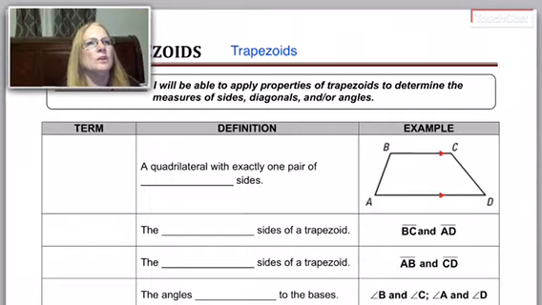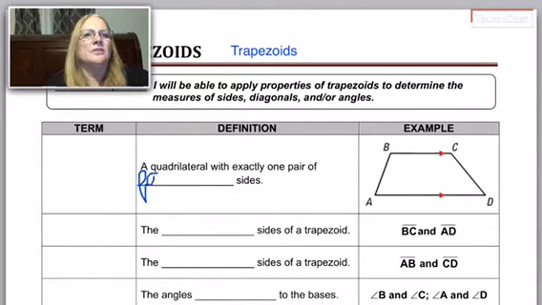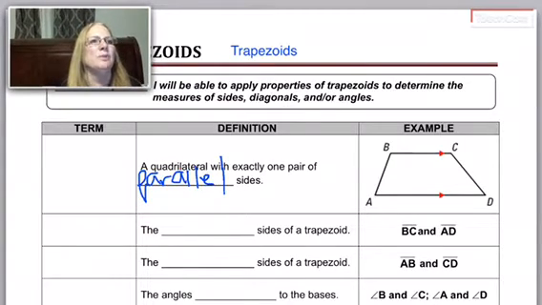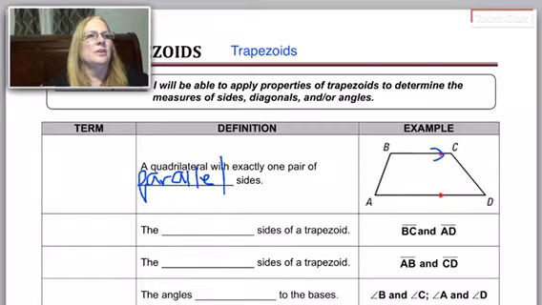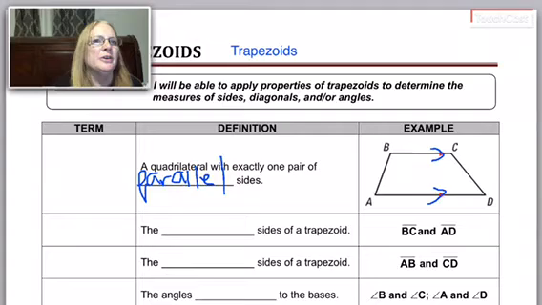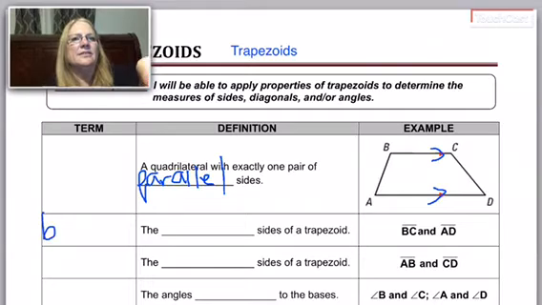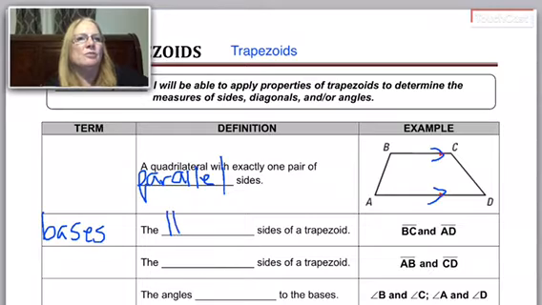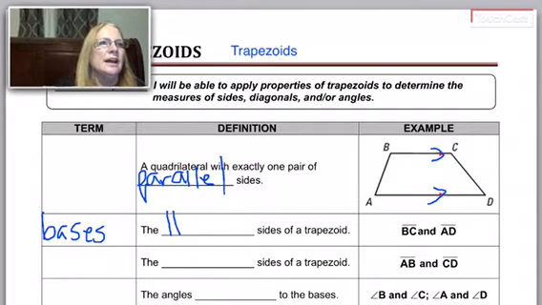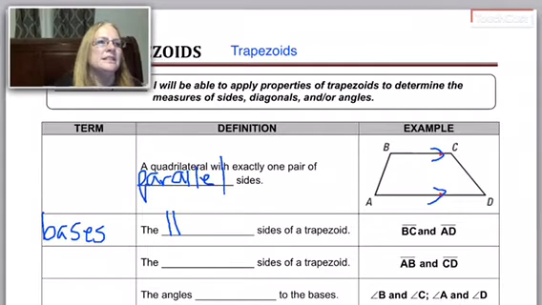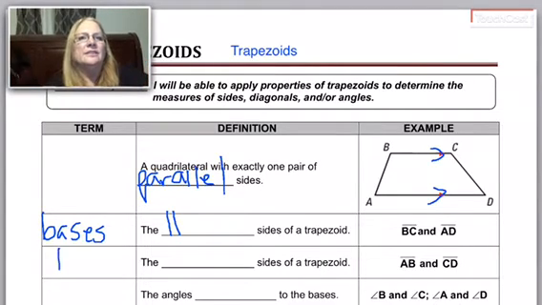A trapezoid is a quadrilateral, but this one is not a parallelogram, because it has exactly one pair of parallel sides. So with parallelograms, remember, both pairs of sides are parallel. On this one, there's only one pair. So in this example here, BC and AD are the parallel sides. Those sides are called the bases. I'm just going to use the symbol for parallel sides of a trapezoid. And then the other sides, AB and CD, are called the legs.